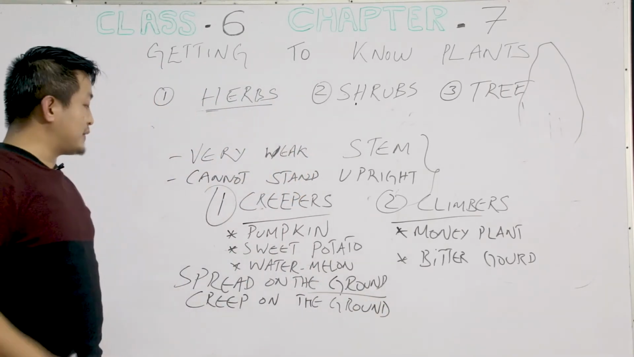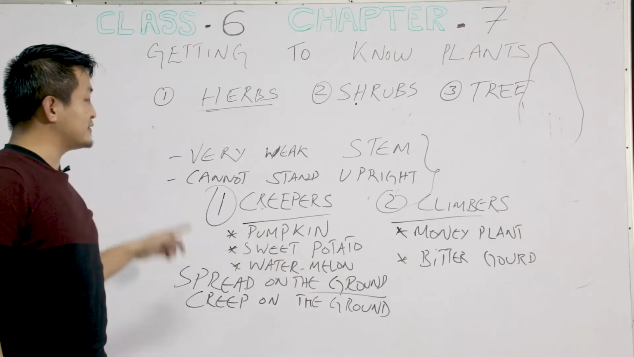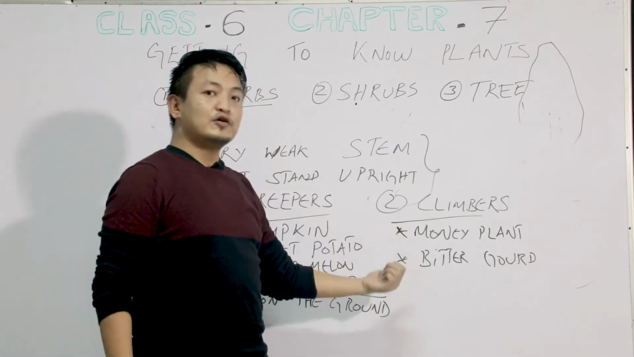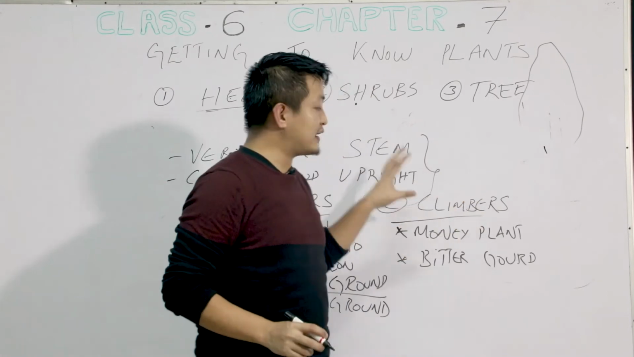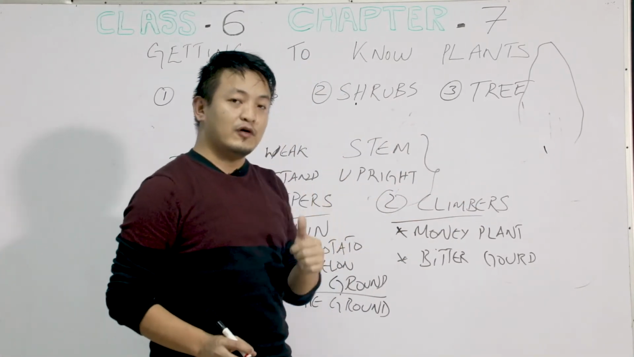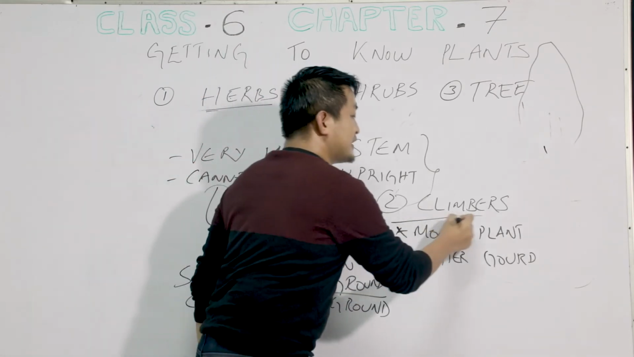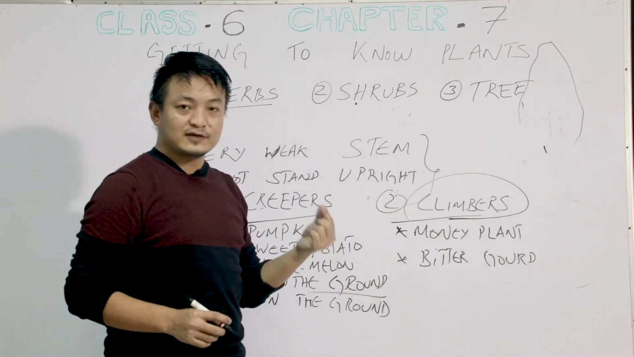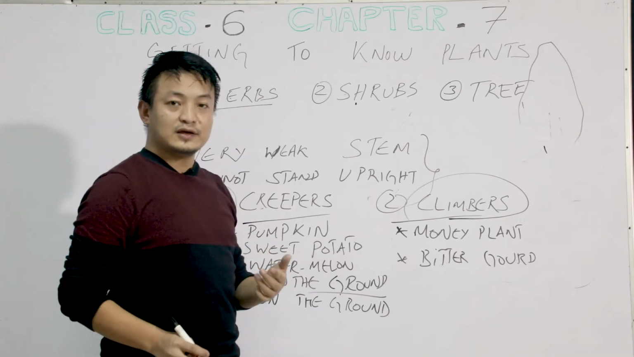So if you see any plant that is spreading on the ground, then those are creeper plants. And climbers, like the money plant, are those plants which take the support of the surrounding organism. In order to grow, they need a support. So they take the support of the surrounding organism.